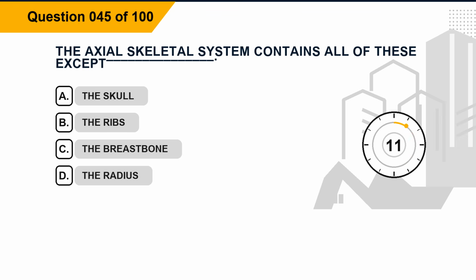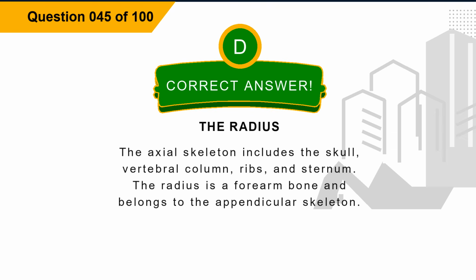Question 45. The axial skeletal system contains all of these except blank. Option A, the skull. Option B, the ribs. Option C, the breastbone. Option D, the radius. The correct answer is option D, the radius. Explanation. The axial skeleton includes the skull, vertebral column, ribs, and sternum. The radius is a forearm bone and belongs to the appendicular skeleton.